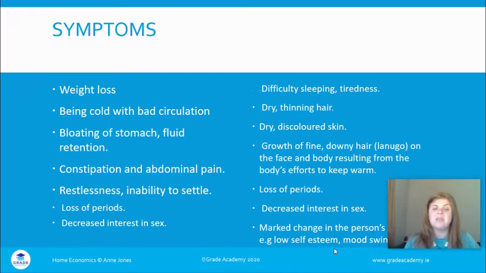And that can be, if you look back to being cold, that's also trying to keep the body warm. That's the body's sort of defense mechanism to keep the body warm at that stage. Again, the loss of periods that we've mentioned, decreased interest in sex, again, and marked change in the person's actual behavior. So low self-esteem and mood swings, etc.